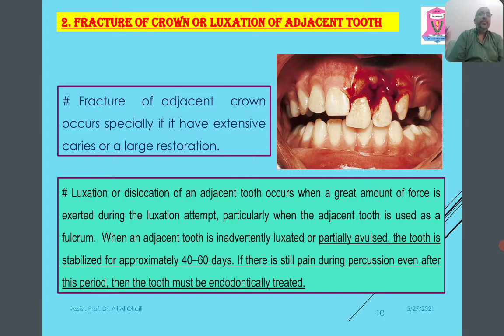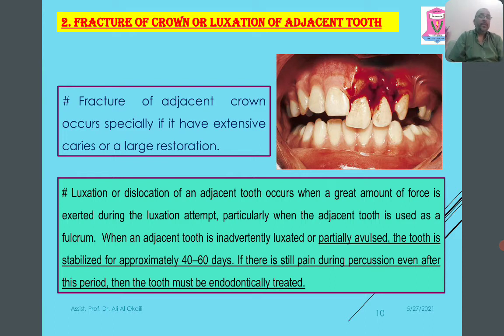الcomplication الآخر هو fracture of the crown or luxation of the adjacent tooth. Fracture of the adjacent crown occurs especially if it have extensive caries or a large restoration. الادجيسنت توث ممكن يصير به فراكتشر اذا كان بحشوه كلش كبيره او هو بفد ملعب السن بفد سلايت موبيليتي او بتسوس كبير جدا.